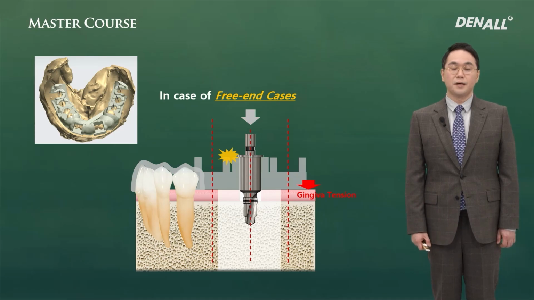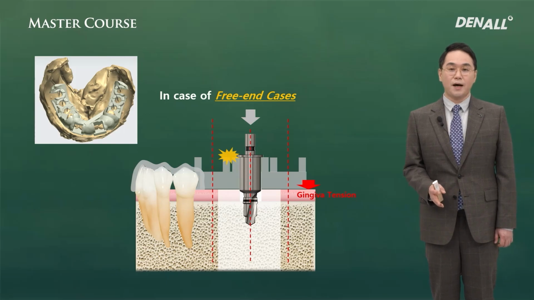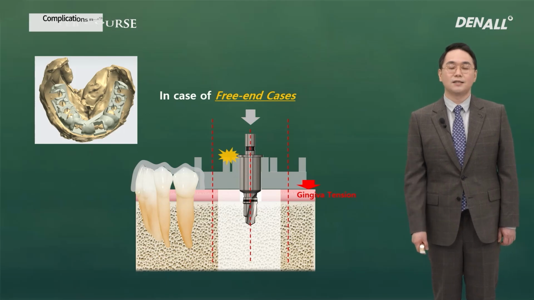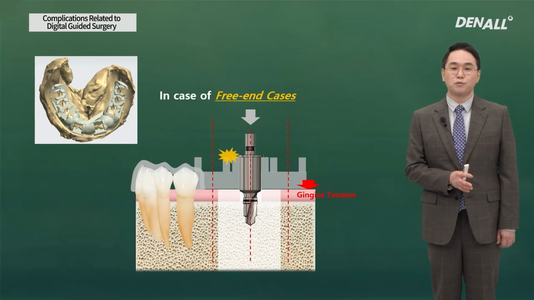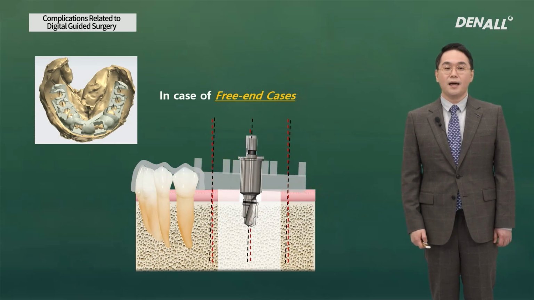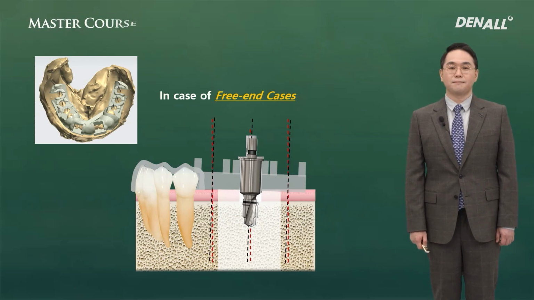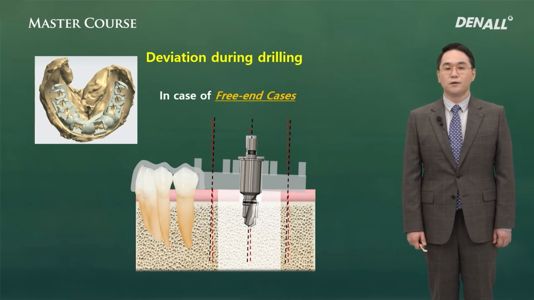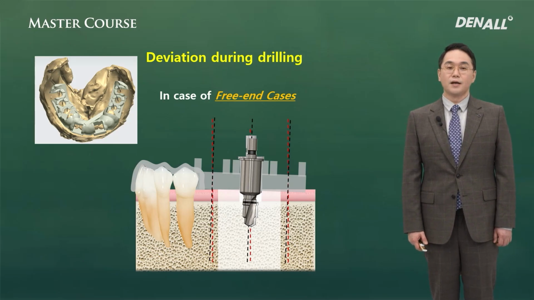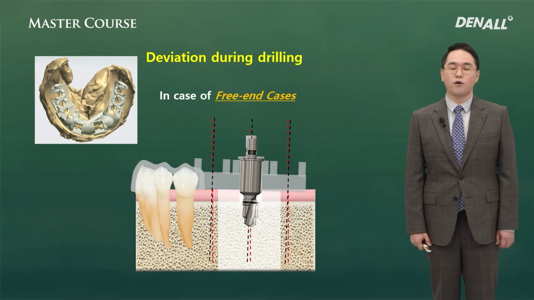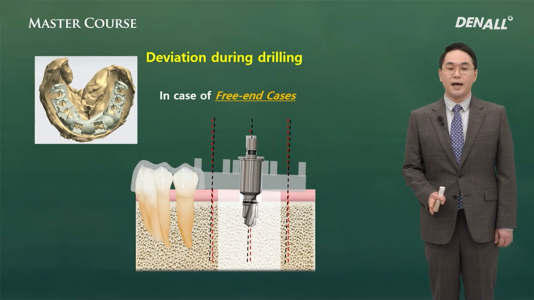Think of the fish and its tail, for instance. Even if you move in the same angle, the closer you get to the tip of the tail, the more the amount of deviation is. Likewise, the more distal you get away from the tooth support in the frontal area, you get more deviation. Deviation in drilling occurs, and the implants that are going to be placed will be distally tilted. You need to pay more attention in free-end cases. How can we prevent tilting of the guide?